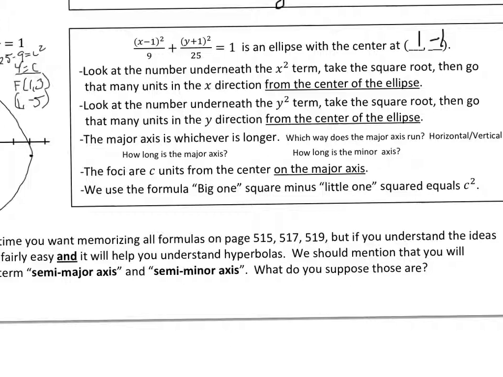The number under the x squared term, take the square root of that. That's how far we go from the center. Same for the number under the y squared term. Now the major axis is the longer one. So in this case, the major axis runs up and down, vertical. We already did the length of the major axis was 10, and the length of the minor axis was 6. And then the foci are c units from the center, and we did c equals 4. Good.